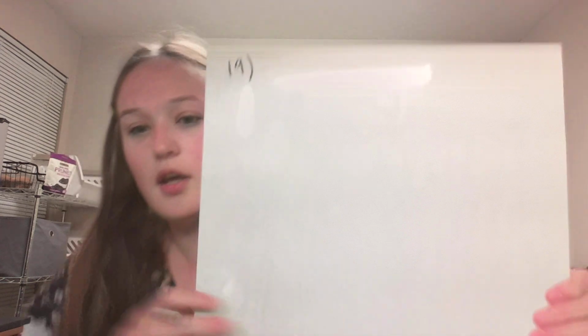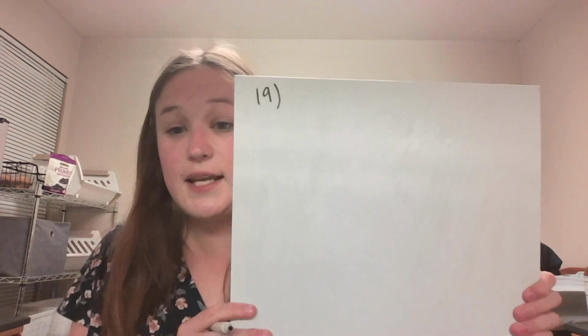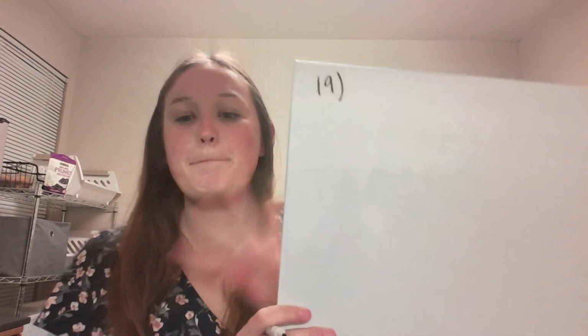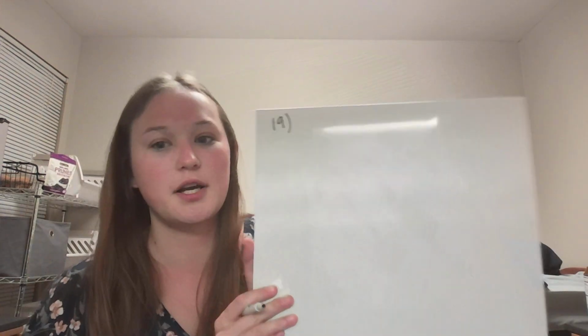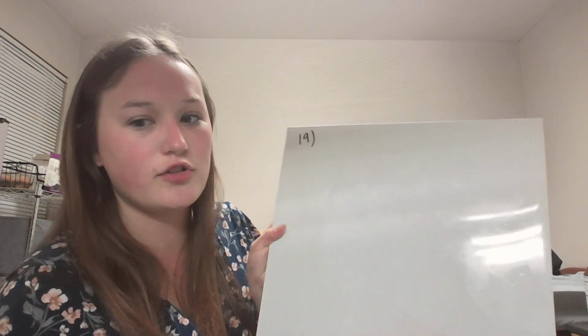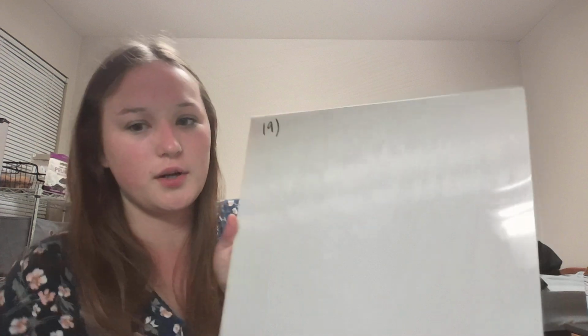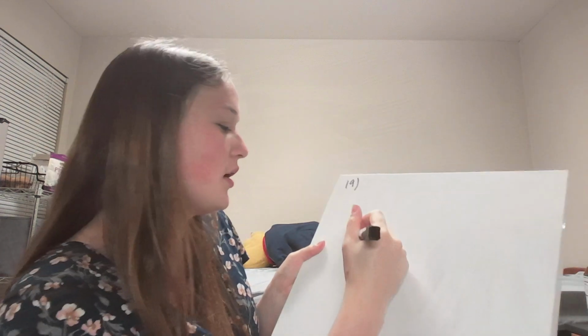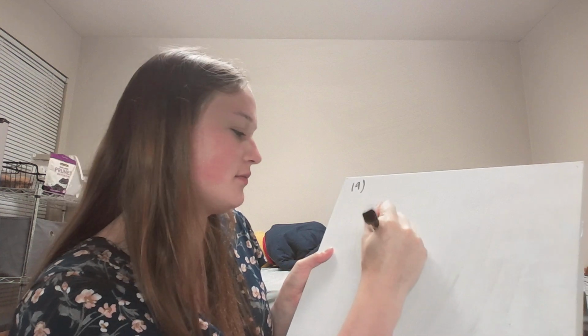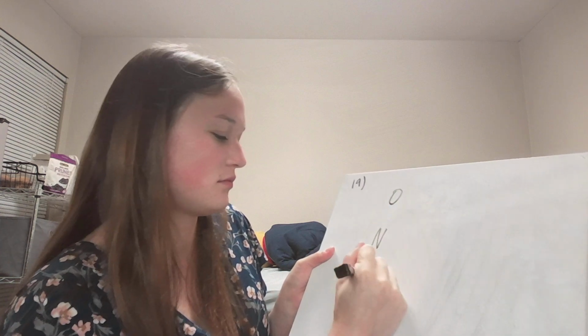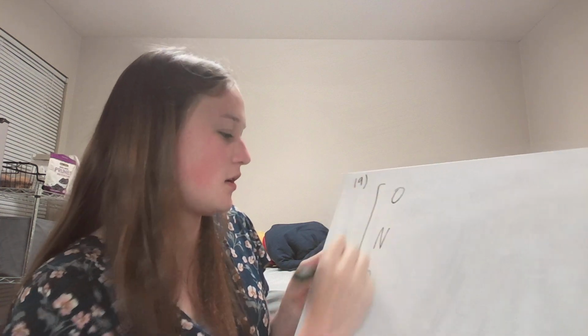Because for 19, the answer is going to be B, so we know it's going to be all, and I'm going to show you why it's all. But I'm also not going to take the time to redraw the structures. If you forgot, watch that video. So for NO2, it's NO2 minus.